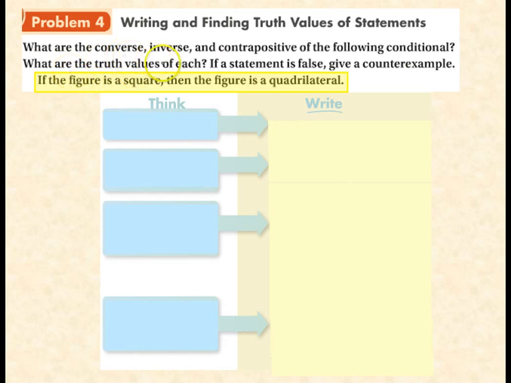Alright, so what are the converse, inverse, and contrapositive of the following conditional? What are the truth values of each? If the statement is false, give a counterexample. If the figure is a square, then the figure is a quadrilateral.